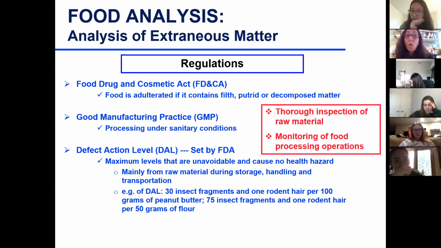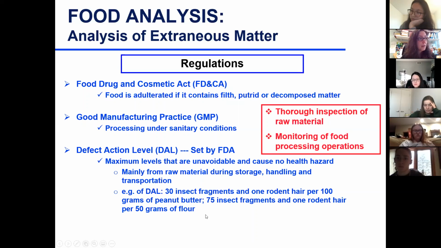So among the quality tests for grains or flour that come into the manufacturing facility, one of the tests is extraneous matter, and they would be rejected if they contain extraneous matter above the defect action level, DAL. So you can see that they're unavoidable. So we have defect action level.